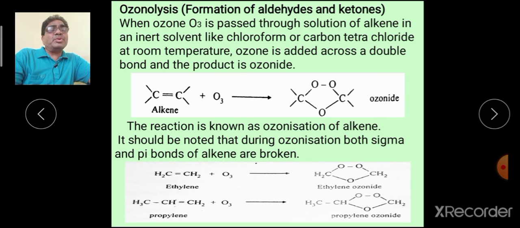Now here it should be noted that during ozonization, both sigma and pi bonds of alkenes are broken. The sigma bond between the two carbon atoms is broken and the pi bond is also broken, and thus both the bonds are broken during ozonolysis. Example, with ethene, ethylene ozonide is formed, while with propene, propylene ozonide is formed. Ozone is added across the double bond.